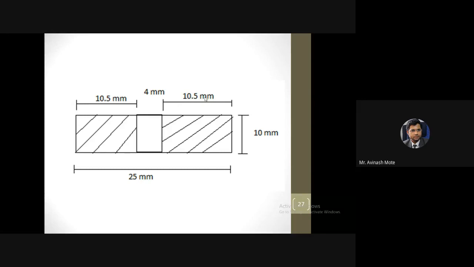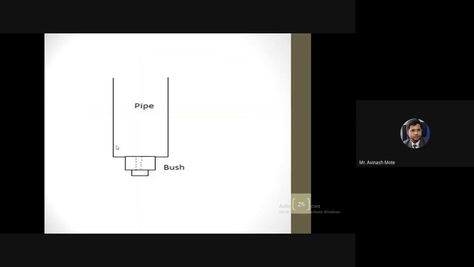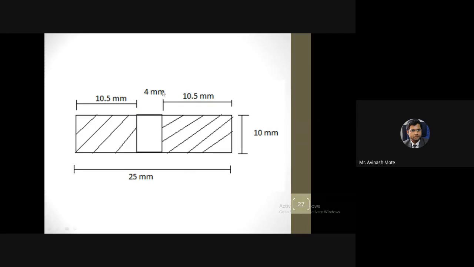So those are the optimum values I have taken. The size of the bush is 25 millimeter and the thickness of the bush is 10 millimeter. Getting it? Now the size of the threaded screw is given as 4 millimeter. It is given in the problem, second para. Look at this sentence: size of the thread screw is 4 millimeter diameter. So I have shown this size as a 4 millimeter diameter.